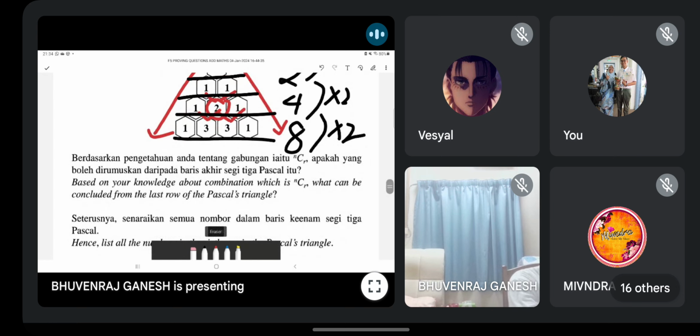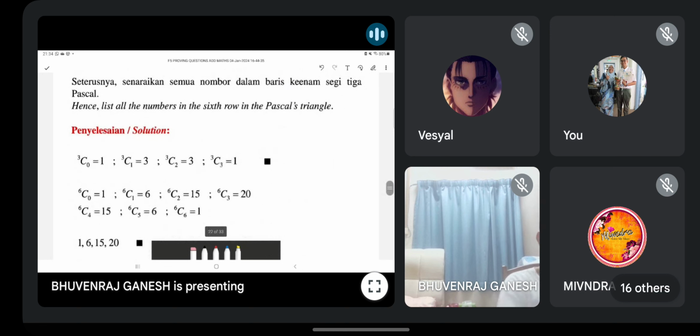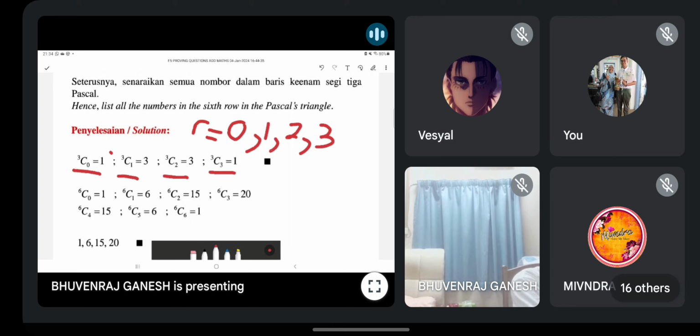Okay, so guys, yang ni boleh hubung kait dengan nCr. This Pascal triangle can relate to gabungan punya rumus, combination. Okay, how do we show this? Basically, you just use random numbers only. You just gantikan r is 0, 1, 2, 3. Kamu boleh nampak pattern 1, 3, 3, 1.